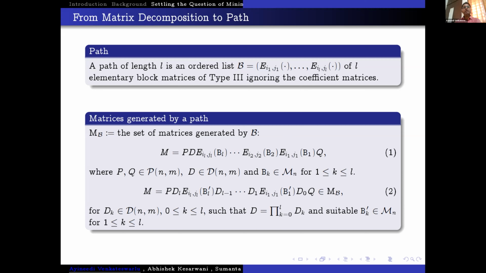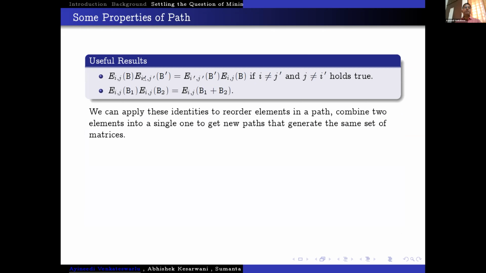A matrix can have a variety of decompositions, so a matrix can be generated by a variety of paths. We want to see what are all the paths that can generate the same set of matrices. Observe that in a product of two type 3 matrices, they commute with each other if the indices satisfy this relation. It has no dependency on the coefficients. So in a path, if the indices satisfy this relation, you can reorder these elements, and the reordered path also generates the same set of matrices.